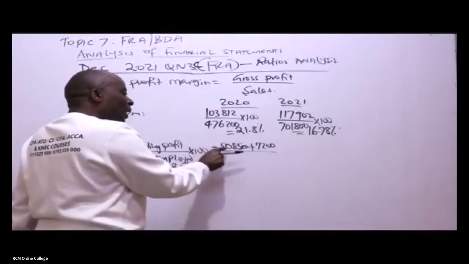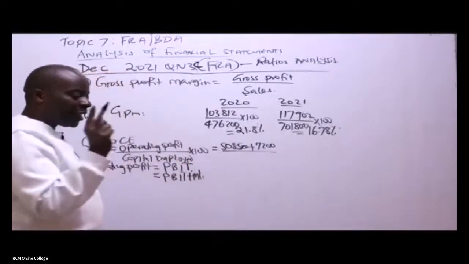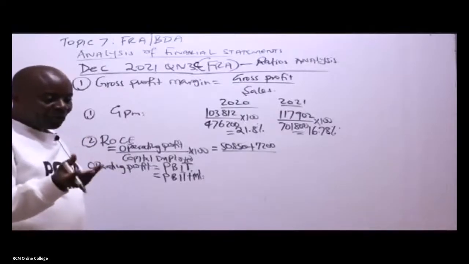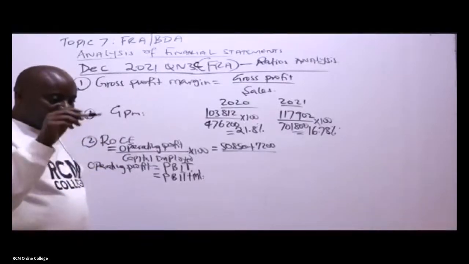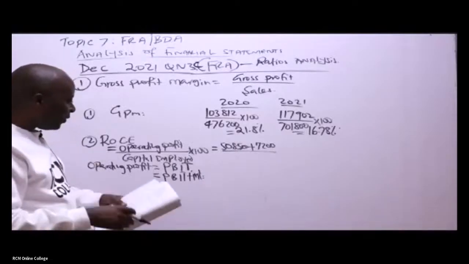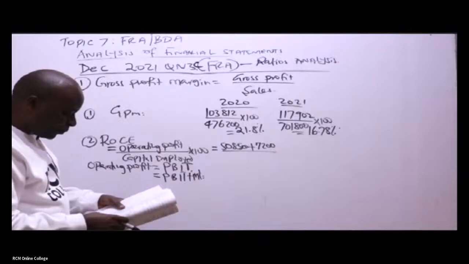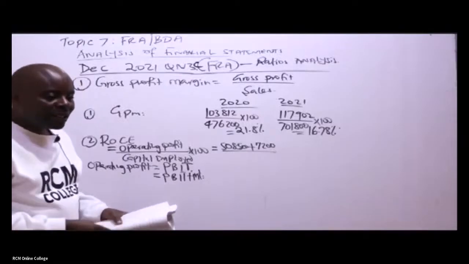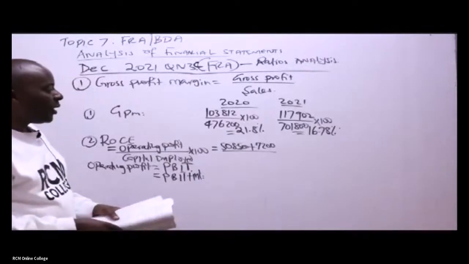But up to here, with this reasoning, are we really together? Because the examiner will always try to play around with your mind. Because he has given you profit before tax, and they want it to be profit before interest and tax. Thank you so much.